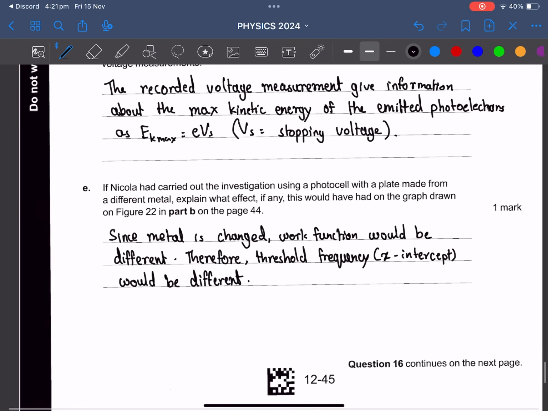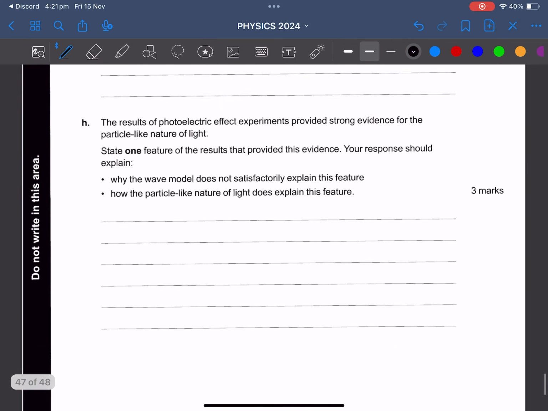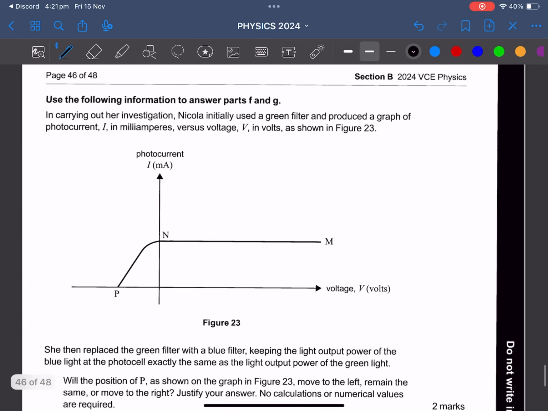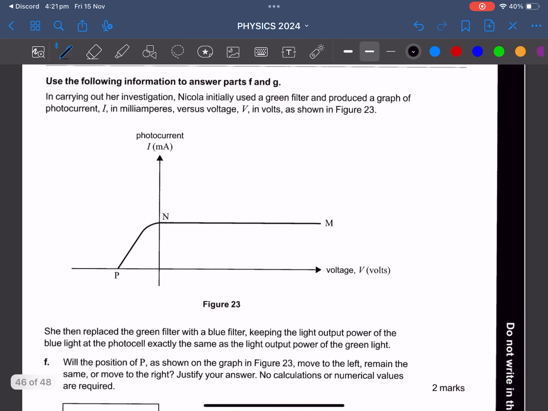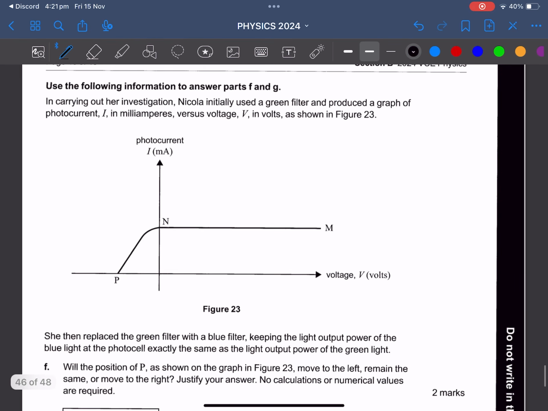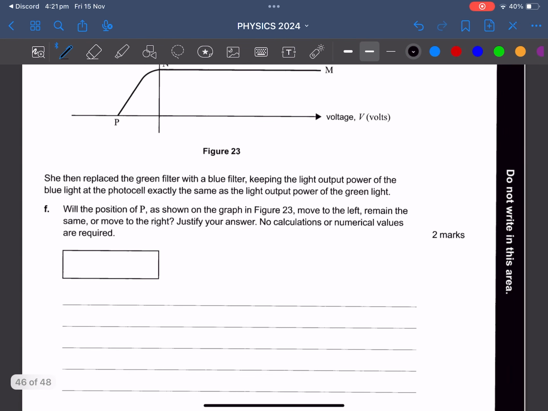Okay. What else? How many questions? Jeez. Okay, that's it. Good. Okay, in carrying out her investigation, Nikola initially used a green filter and produced a graph of photocurrent versus this. She then replaced the green filter with a blue filter, keeping the light output power of the blue light at the photocell exactly the same as the light output power of the green light.